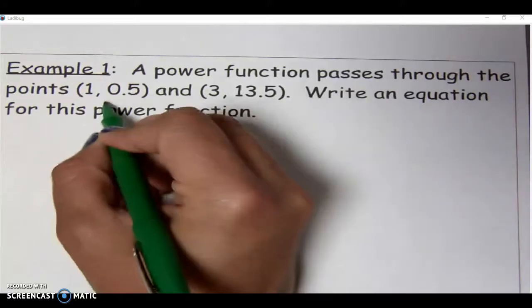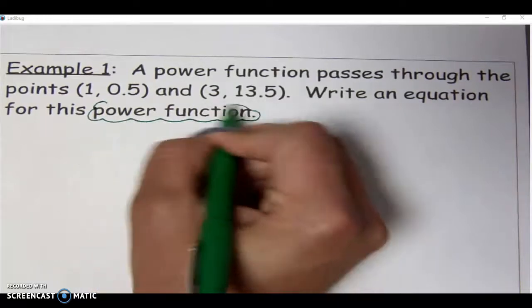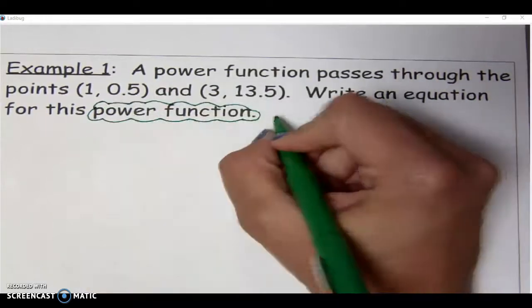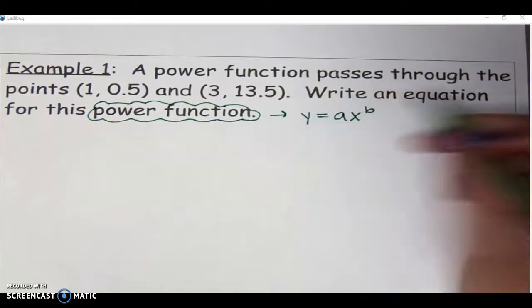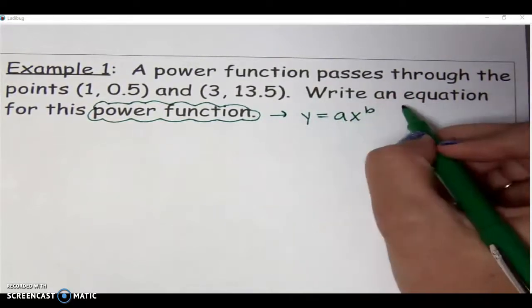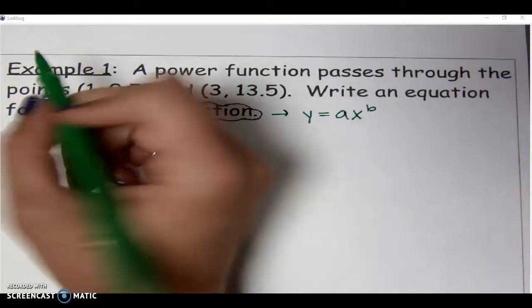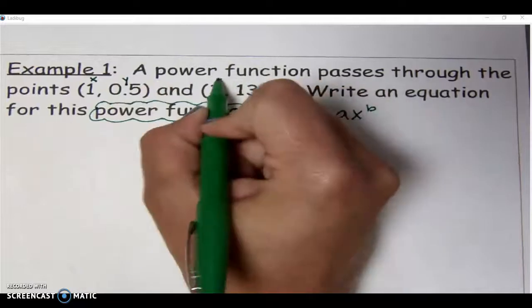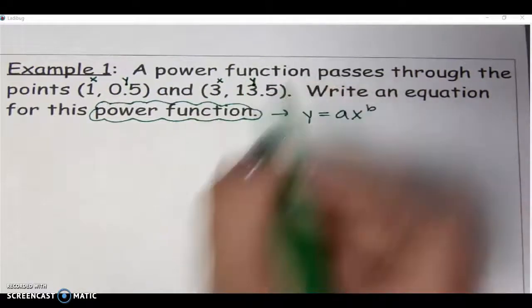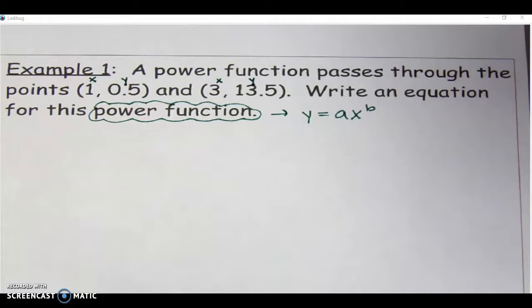We want to write an equation for this power function. Well, we know a power function is the formula y equals ax to the b power. So our goal is to figure out what is a and what is b. Since these are ordered pairs, this is an x value, that's a y value, and this is an x value, and that's a y value. So we're going to set up a system of equations to solve this.